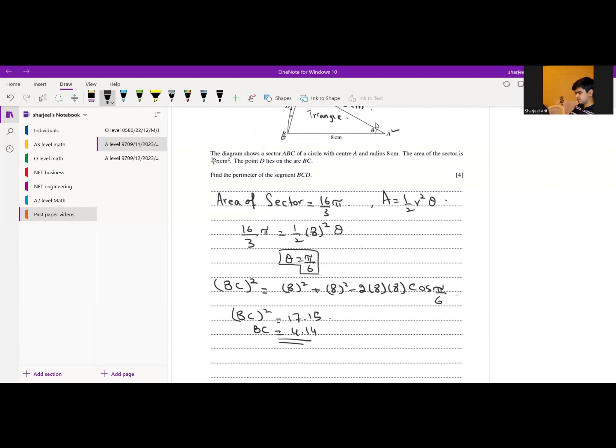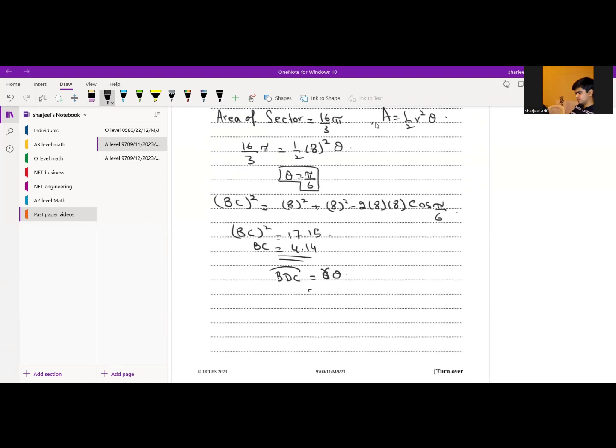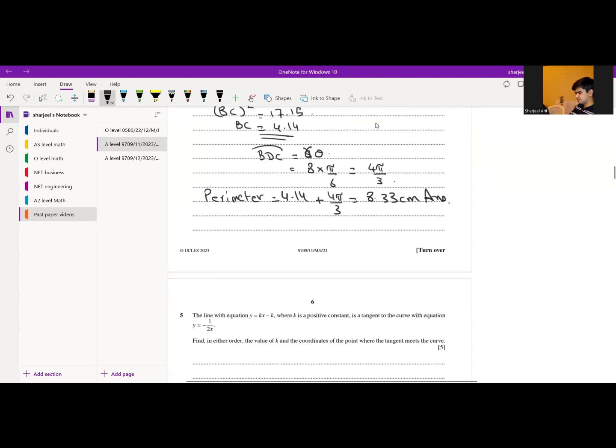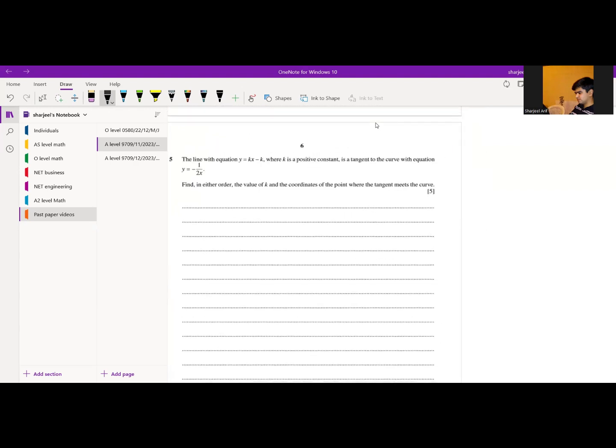Now to find the arc BDC, you will use s = rθ. So just replace r with 8 and θ with π/6. That will be 4π/3, and our perimeter will become 4.14 + 4π/3. That will be 8.33 centimeters. That's our final answer. Now look at question number 5.